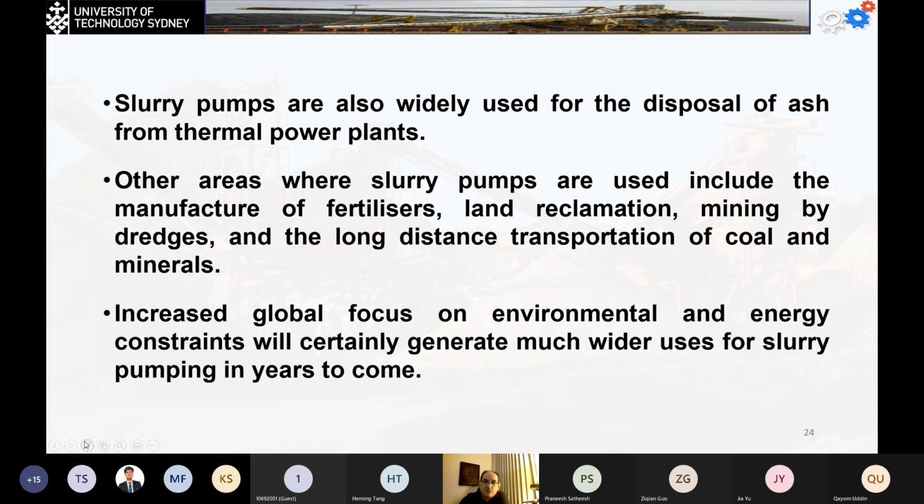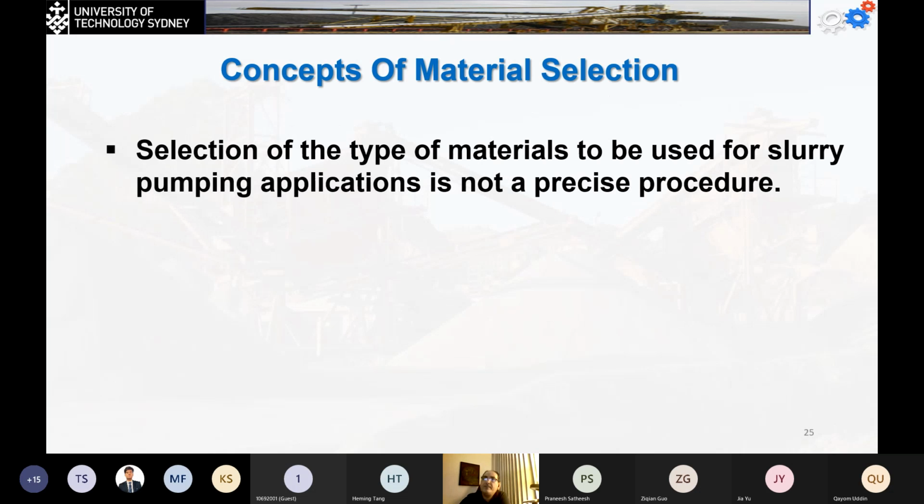Now, the increasing global focus on environmental and energy constraints will certainly generate much wider uses for slurry pumping in the years to come. Now, the selection of the materials to be used for slurry pumping applications is not going to be a trivial procedure.